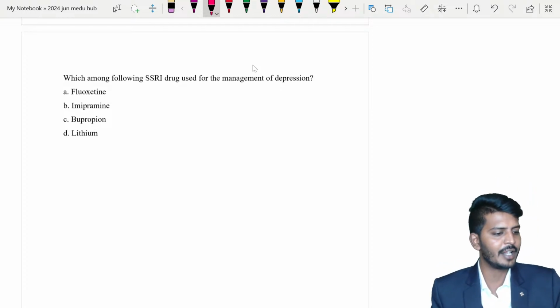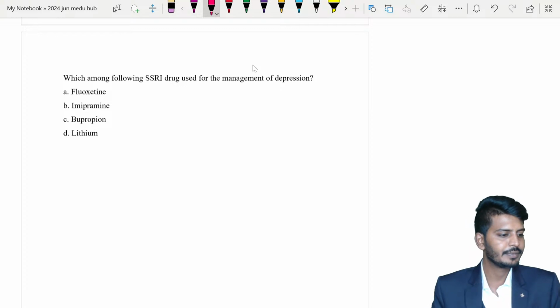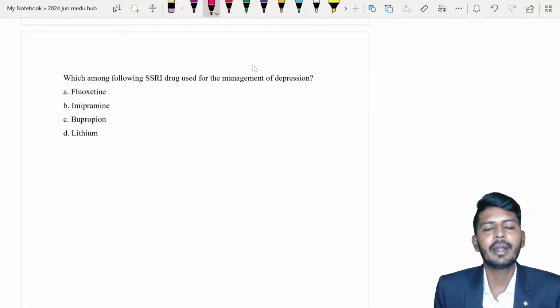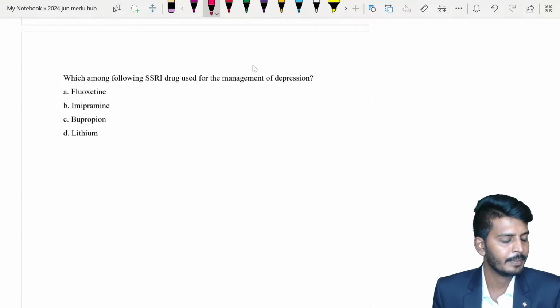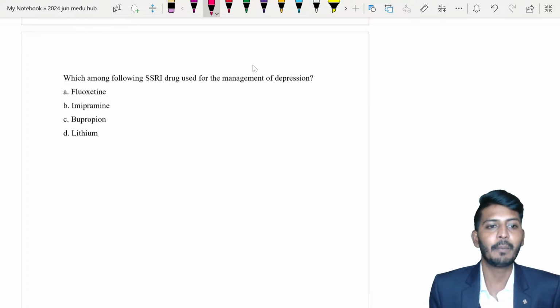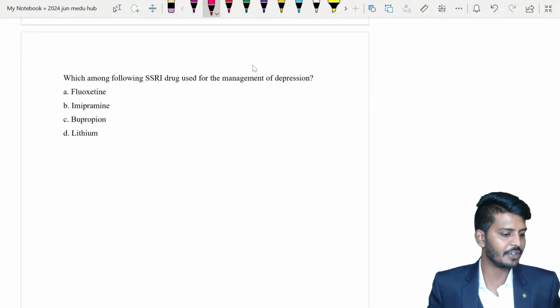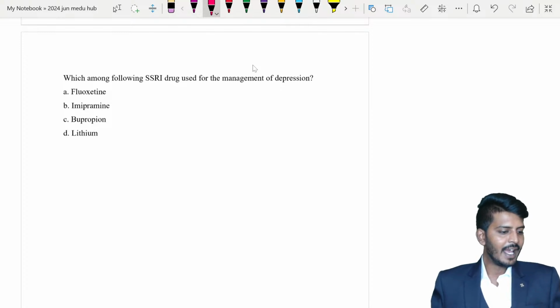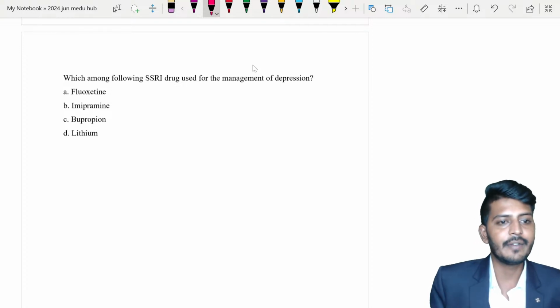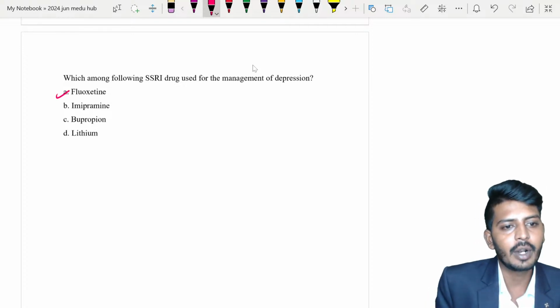Come on, tell me quickly, children. We have option A fluoxetine, option B imipramine, bupropion, lithium. Tell me quickly, everybody. Very good answer, guys. The answer is fluoxetine.